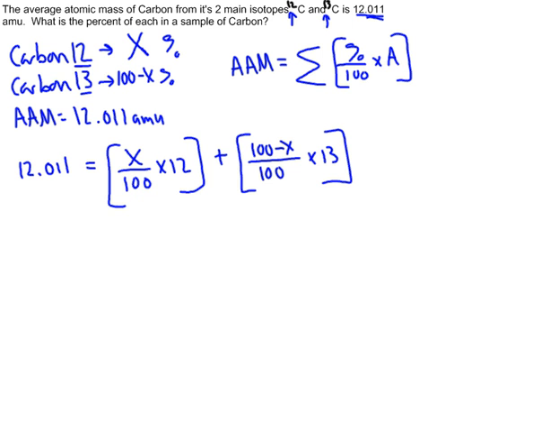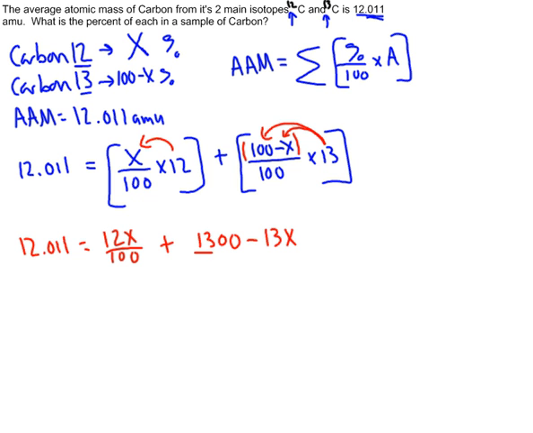The next step then is to do a little bit of factoring here, where we need to multiply through in this case. And so we take 12 times x, and we get 12.011 equals 12x over 100, plus, and this is where it gets a little bit tricky, so remember your math, that this whole thing is on top here, and the 13 is going to be multiplied by both the 100 and the x. So we get 1300 minus 13x all over 100.